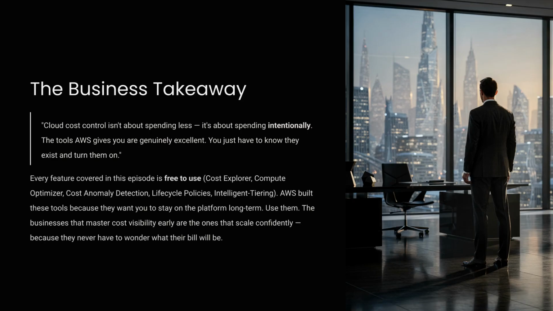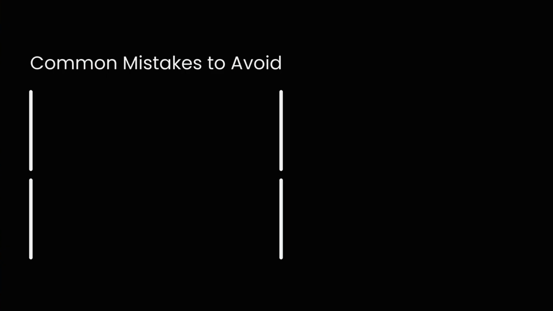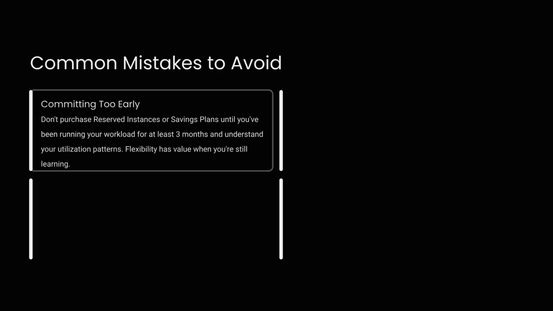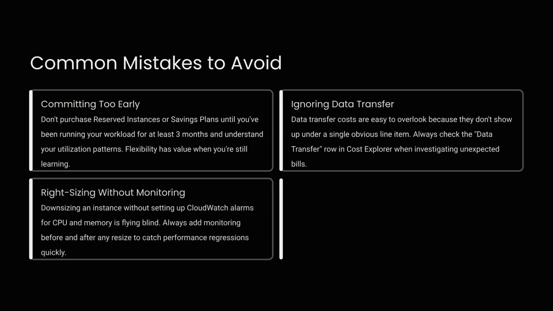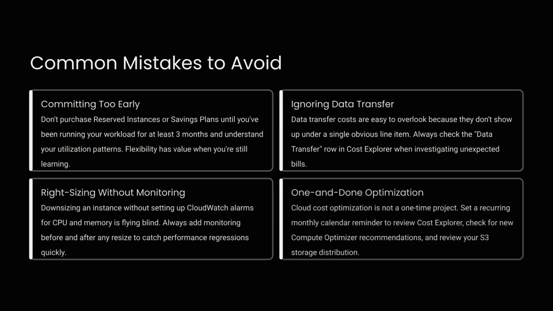Businesses that master cost visibility early scale confidently because they eliminate bill surprises. Avoid common mistakes like committing too early to Savings Plans. Wait for stable usage. Don't ignore data transfer costs. Always check Cost Explorer. Avoid right-sizing without CloudWatch monitoring. And remember, optimization is an ongoing monthly process.